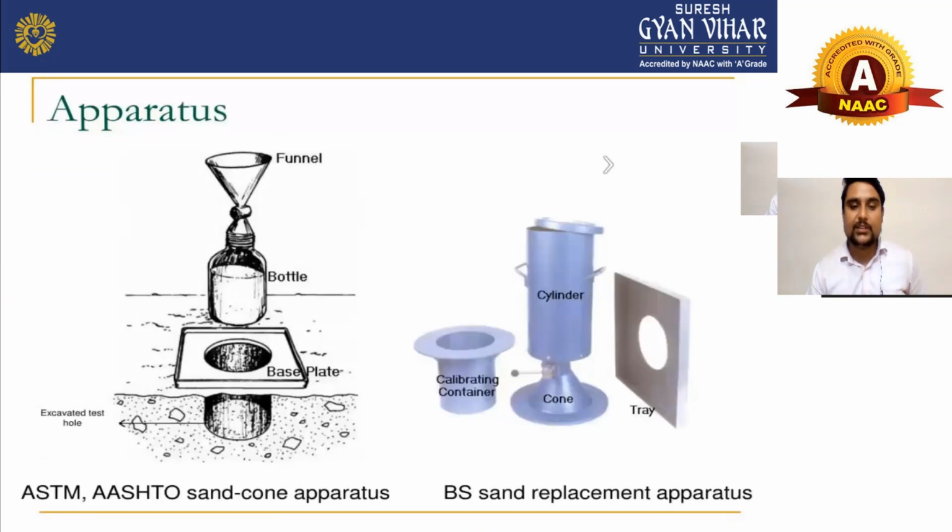Now we will see the sand cone apparatus. As you can see here, that is the excavated hole which we have to dig, that is called the base plate, that is your bottle, and this is your funnel. In the sand replacement apparatus, here is the tray, this is the cylinder, this is the cone, and this is the calibrating container. You will know the use of the calibrating container and tray, and how we will perform this test, in the next slide.